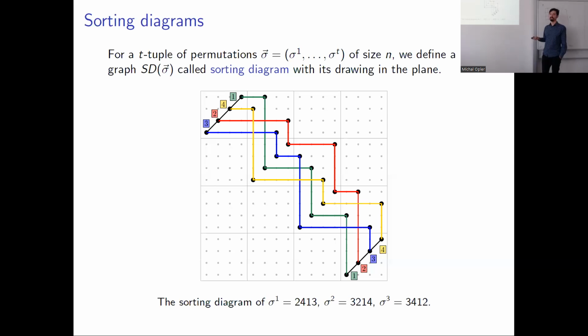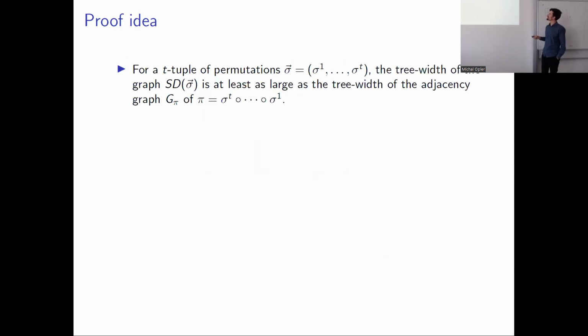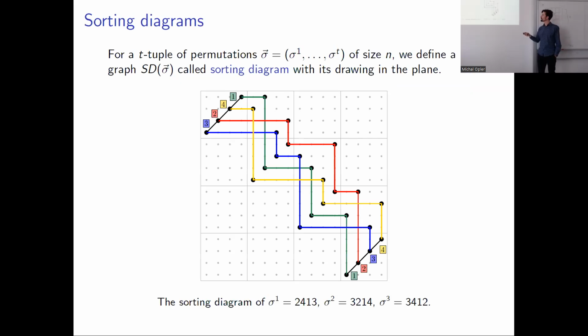And okay, having this, the first thing is that the tree width of this graph is at least as large as the tree width of the adjacency graph of the permutation that it's sorting, right? Because if I take this and contract, sorry that I don't have time to define tree width and all these things with minors, but tree width is preserved under taking minors, meaning it's preserved under contracting edges.